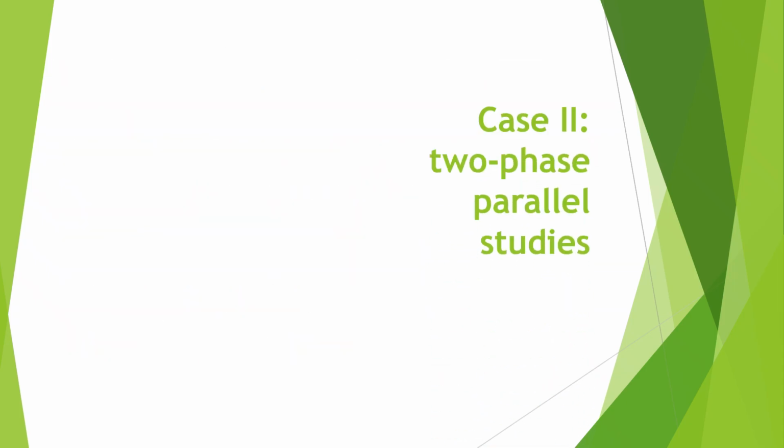Now let's see the second case, that is the two-phase parallel studies. If a study is a two-phase study in which a subject can have two different treatments in different phases, assuming that there is no washout period between the two treatment phases, in this type of study baseline is defined as the last non-missing value on or before the first dosing date of each treatment phase. As a result, there will be two different baselines per subject per parameter.